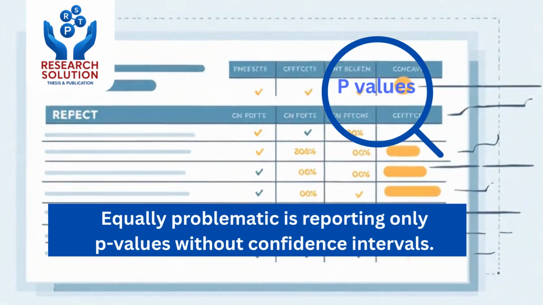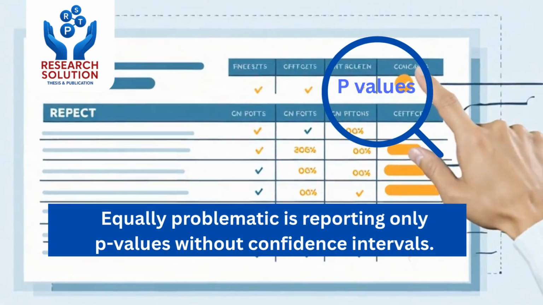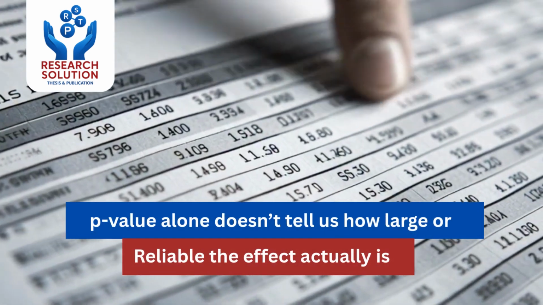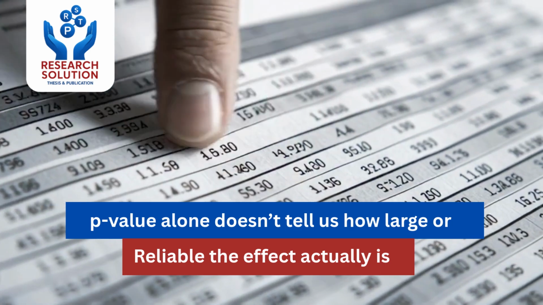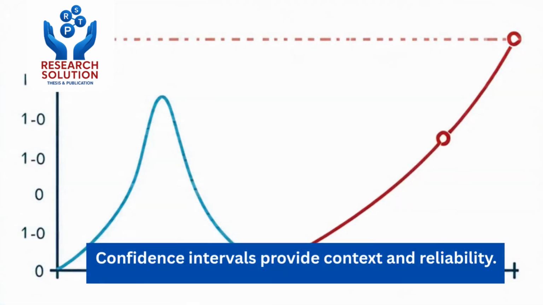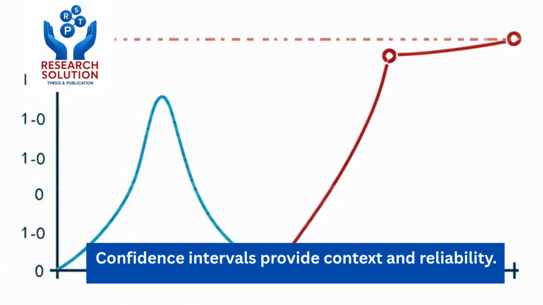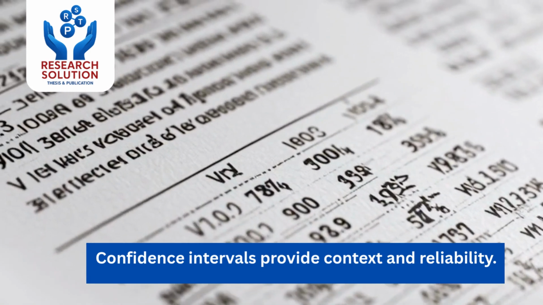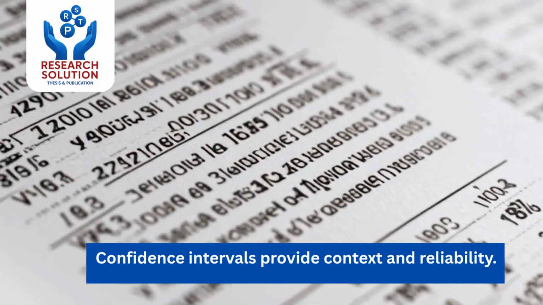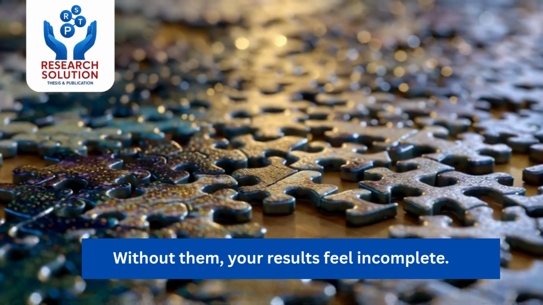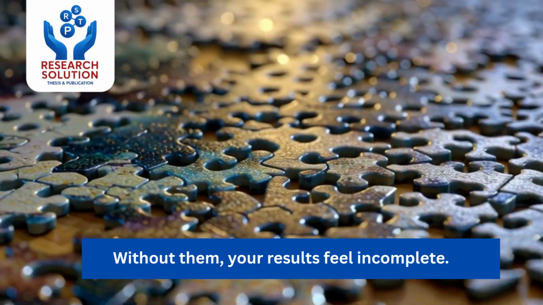Equally problematic is reporting only p-values without confidence intervals. A p-value alone does not tell you the magnitude or precision of an effect. Confidence intervals provide context. They show how reliable and clinically meaningful the result actually is. Without them, your findings feel incomplete and statistically weak.